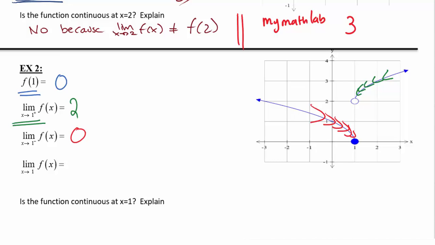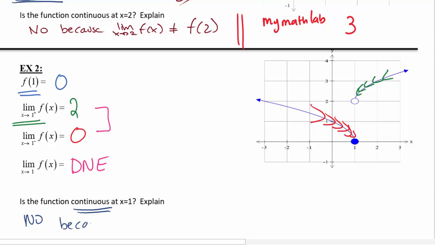Well, what's the limit as x approaches 1 of this function? Well, what happens when you're not going towards the same number? From the left I'm going to 0, from the right I'm going to 2. Well, we say then that our limit does not exist. So is the function continuous at x equal 1? Explain. The answer is no. Why is it not continuous? Because the limit as x approaches 1 of f of x does not exist.